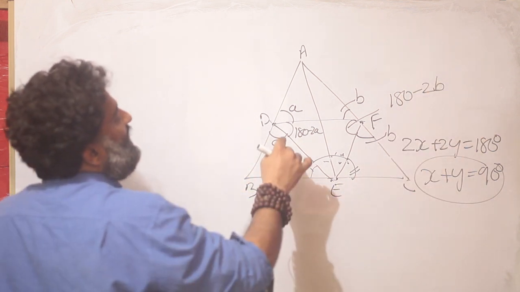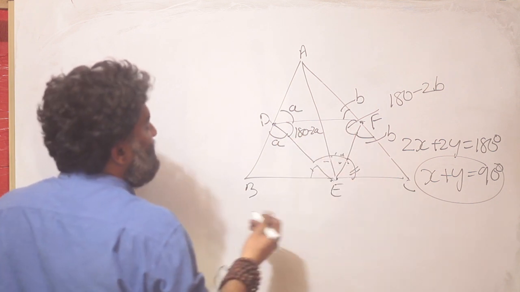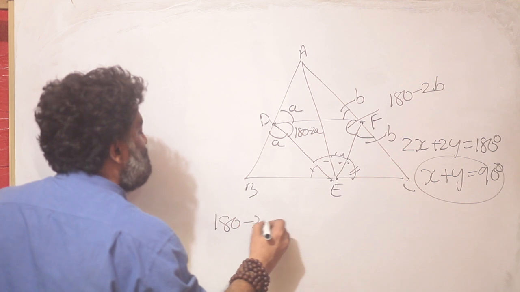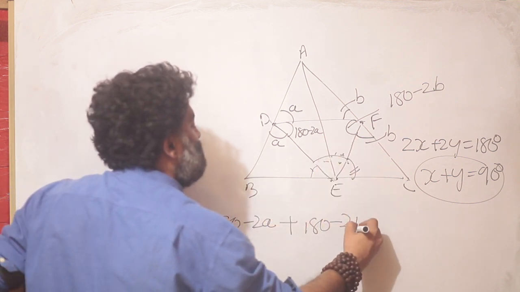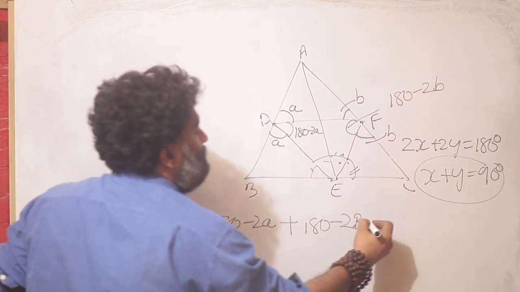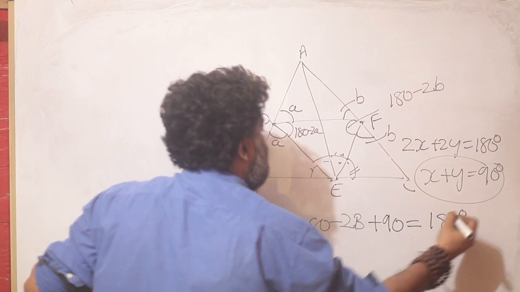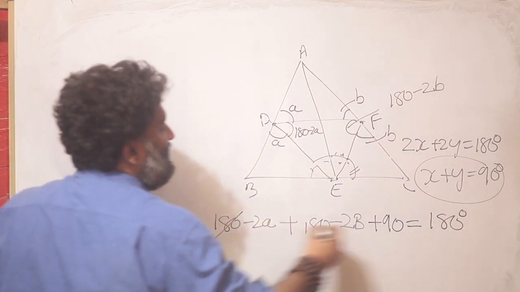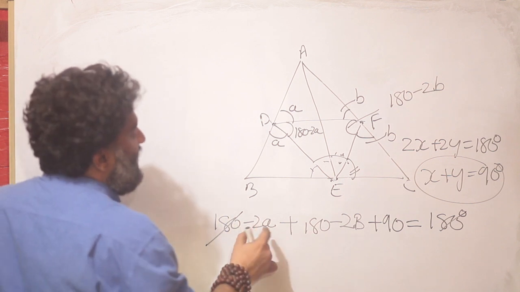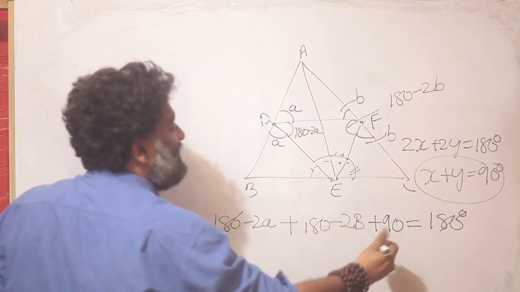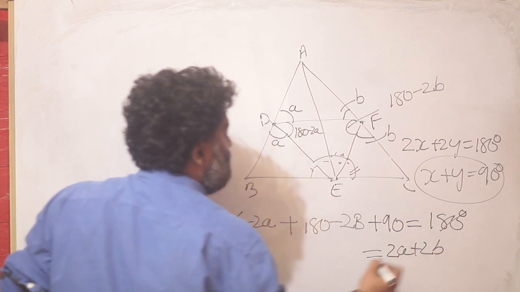Work with this now. I know this angle plus this angle plus this angle is going to give me 180 degrees. So 180 minus 2A plus 180 minus 2B plus 90 is going to give me 180 degrees. So this 180 gone straight away. And this minus 2A and minus 2B I'll move to the other side. This will become 2A plus 2B.